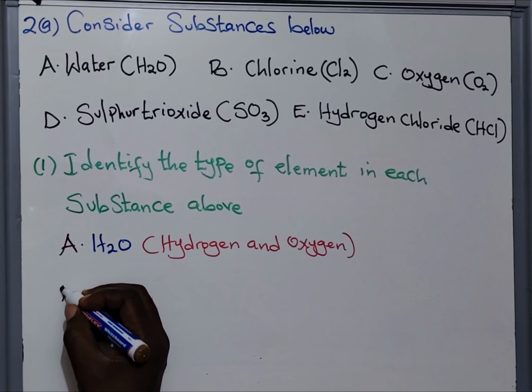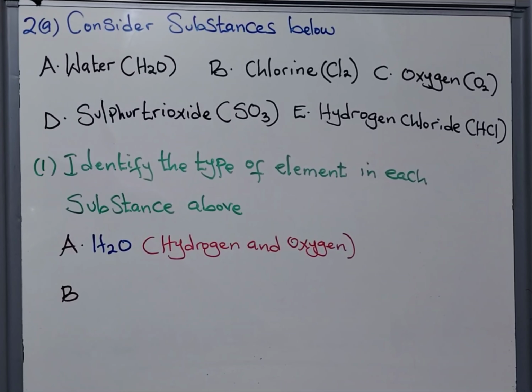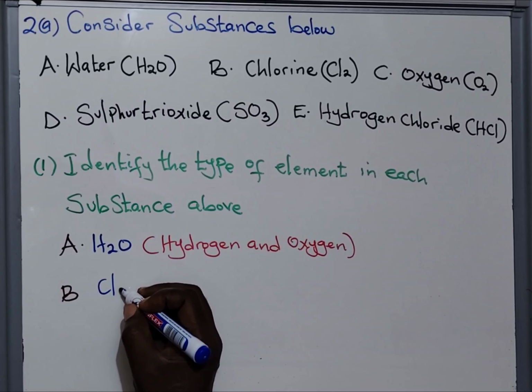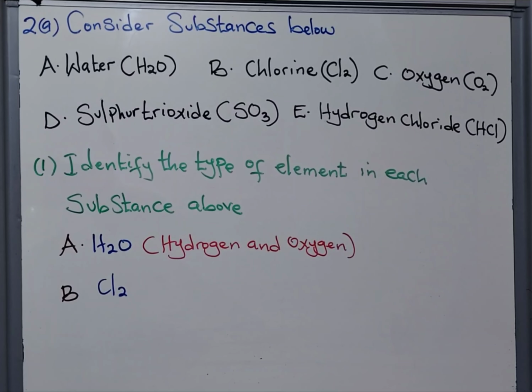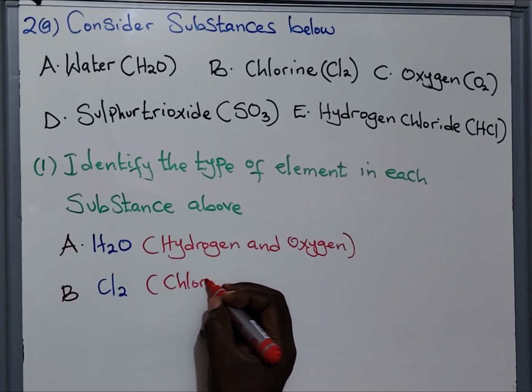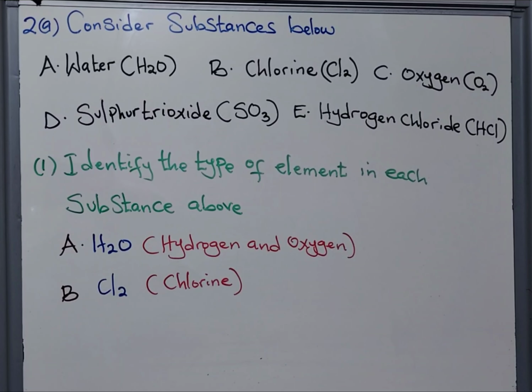Then we come to B. B is chlorine, and the formula for chlorine is Cl2. So the question is, what are the elements in chlorine? It's only one element, which is chlorine. So the molecule of chlorine is made up of two chlorine atoms bonded together.